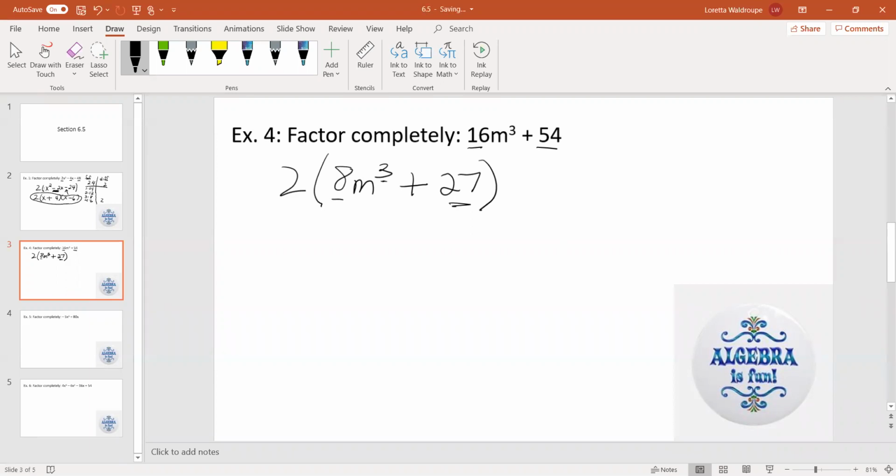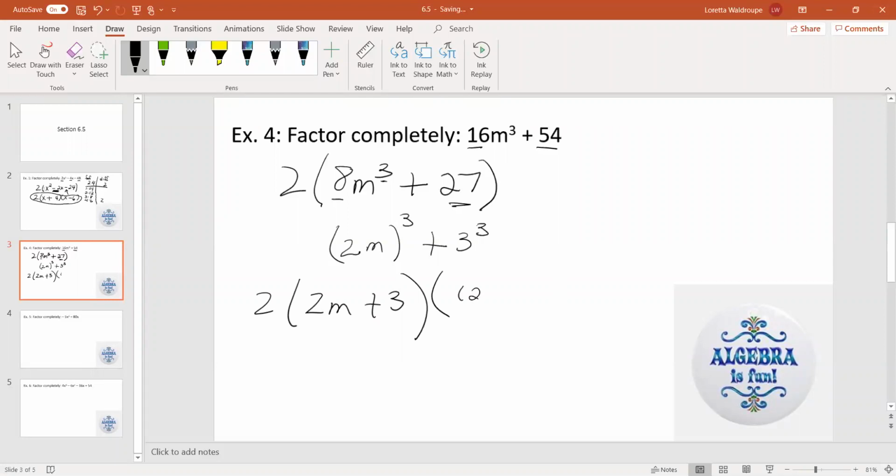So if you remember your formula, first, what do you cube to get 8? If you don't know, go to your calculator and do the cube root of 8 and you get 2. What do you cube to get m cubed? You cube m. What do you cube to get 27? You cube 3. So the first plus the second, the first squared minus the first times the second plus the second squared.